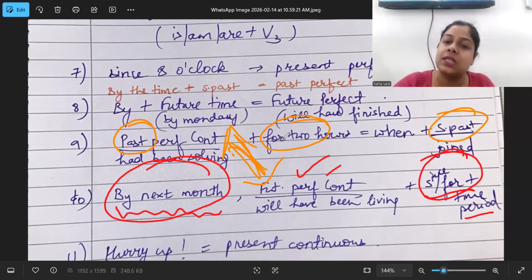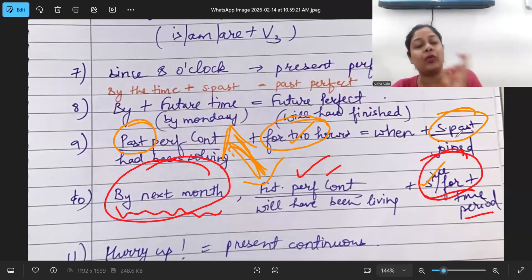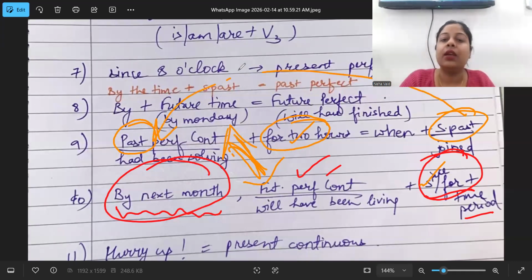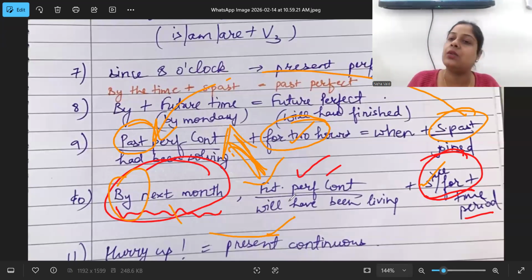First, make sure that since for ka indicator is always perfect continuous. If simple past is given, then related to past tense. If by or any time period of future is given, then related to future perfect continuous. I've given the formation also. Will have been plus ing and had been plus ing.